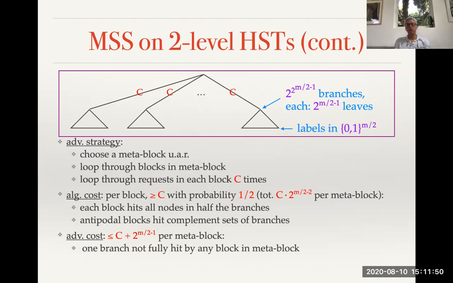And it may have to move for each block in the meta block. There are 2 to the m over 2 minus 1 blocks in the meta block. So it may have to pay 1 for each of these blocks to move and hide in the specific leaf that is not hit by that block. So the total adversary cost is C plus 2 to the m over 2 minus 1. And of course, if C is very large, the ratio is going to be exponential in n. And this is the end of the proof.